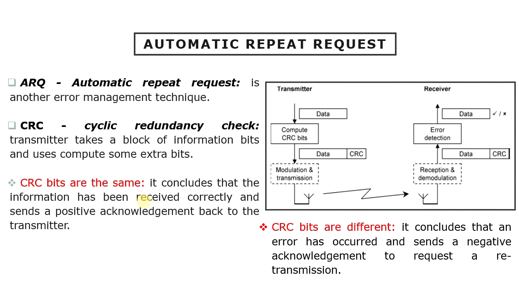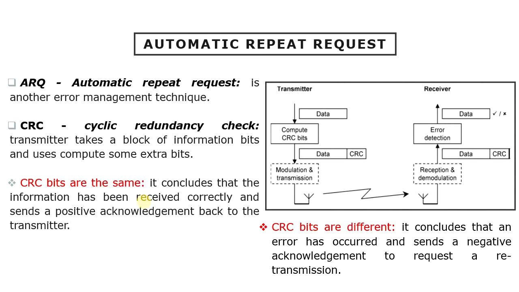ARQ, or automatic repeat request, is another error management technique, which is shown in this figure. Here, the transmitter takes a block of information bits and uses them to compute some extra bits that are known as a cyclic redundancy check, or CRC. It appends these to the information block and then transmits the two sets of data in the usual way.